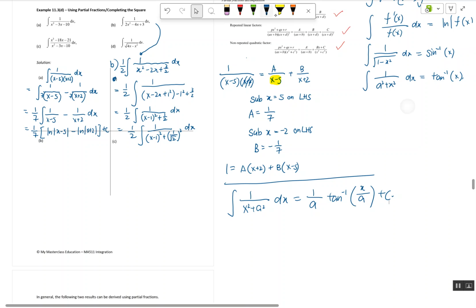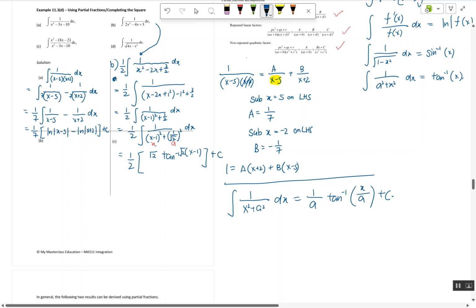And so all you need to do is to apply. Who is my x? This is my x. This is my a. I'm going to get half, take a big bracket, 1 over root 2, that will be root 2, inverse tangent of x minus 1 over root 2, so that will be a root 2 over here. Then close, plus c. So you must know what is your a and everything.